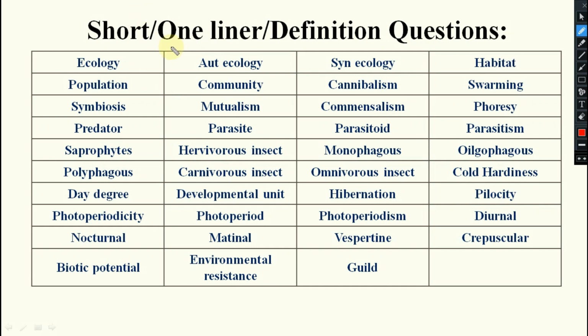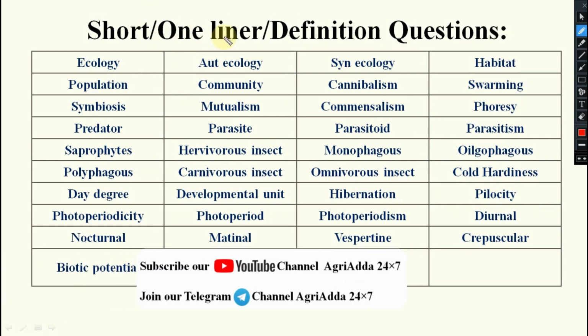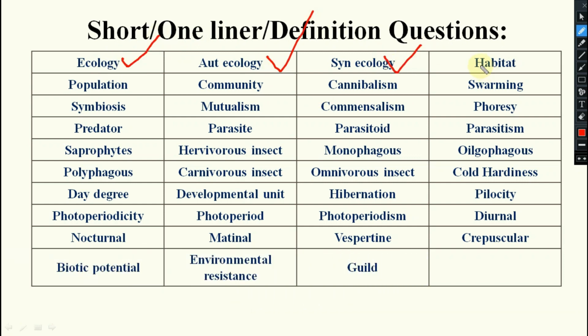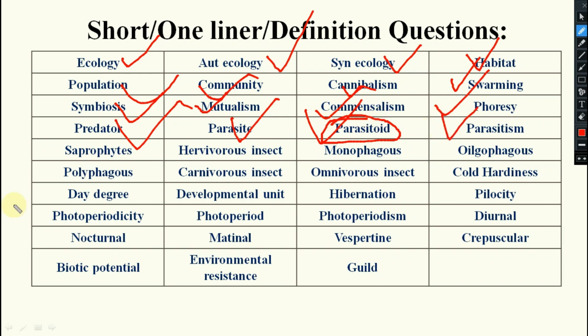Next, you see short definitions, one-liners or very short notes which may come. What is ecology? Ecology, habitat, population, community, cannibalism, swarming, symbiosis. Then mutualism, commensalism, Phoresy, predator, parasite; in general parasitoid is coming in the exam. Parasitism, saprophytes, herbivore, monophagous, oligophagous, polyphagous herbivores, carnivorous insect. You see, these things are not that important. Sometimes a long question is coming.